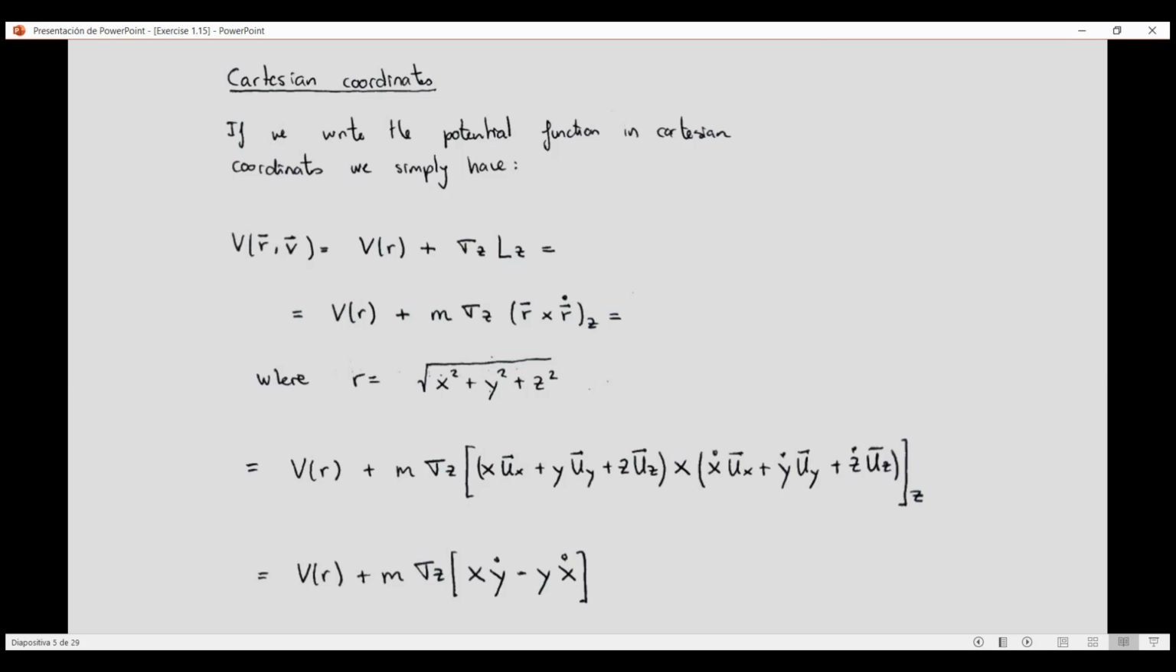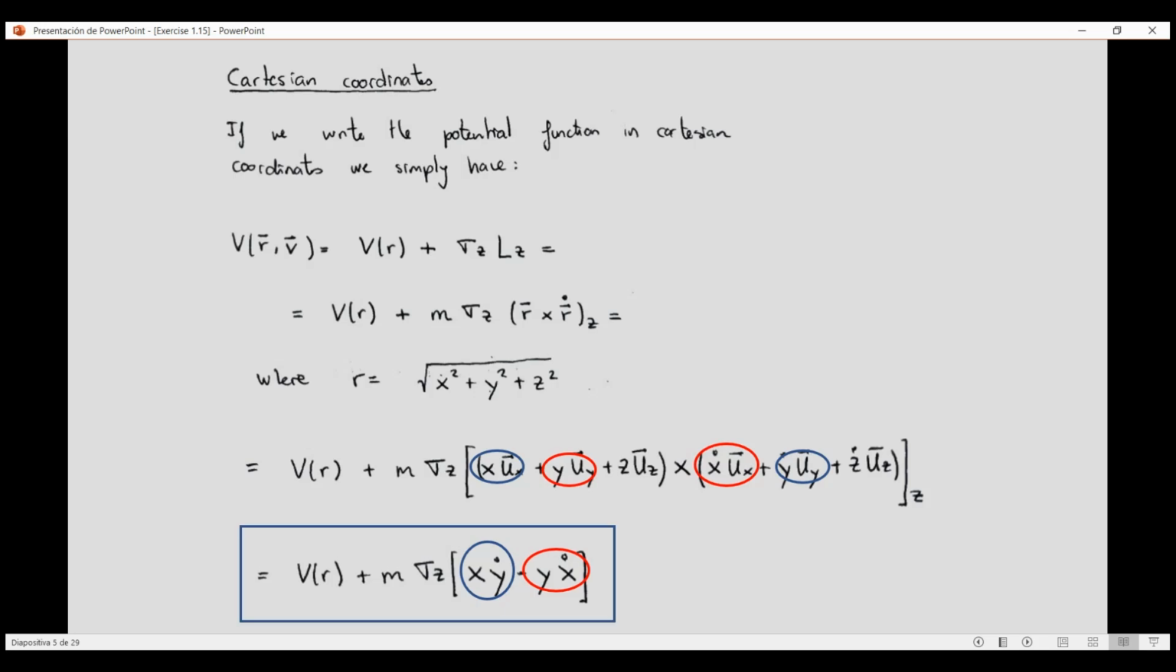It is easy to perform the cross product and take the z component. It is simply the term in ux multiplied by the term in uy, and it gives x y dot, minus the term in uy multiplied by the term in ux, and gives y x dot. And so we obtain the potential in Cartesian coordinates. Capital V depending just on the radial, that is the square root of the square components, plus m sigma z (x y dot minus y x dot).